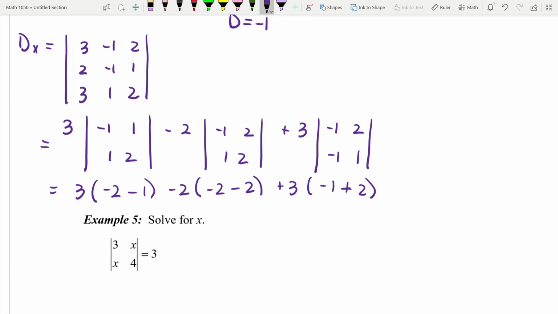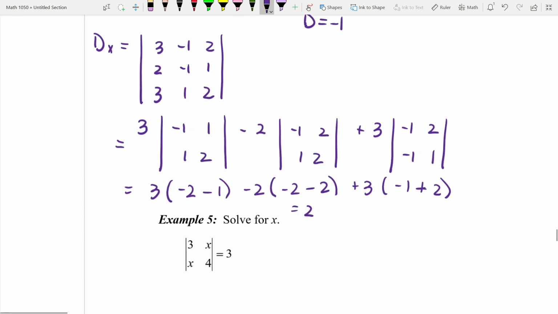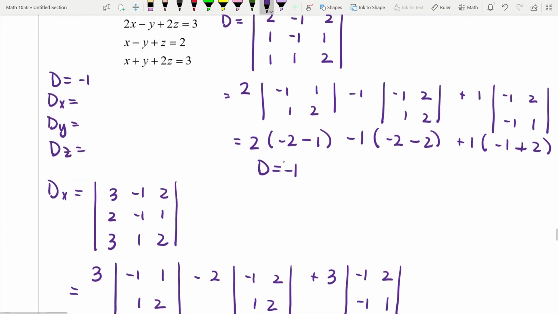plus 2. Okay, grab your calculator: 3 parenthesis, negative 2 minus 1, close it, minus 2 parenthesis, negative 2 minus 2, close it, plus 3 parenthesis, negative 1 plus 2, close it, and I know that D sub x is 2. So I'm going to come over here to my list, D sub x is a 2.